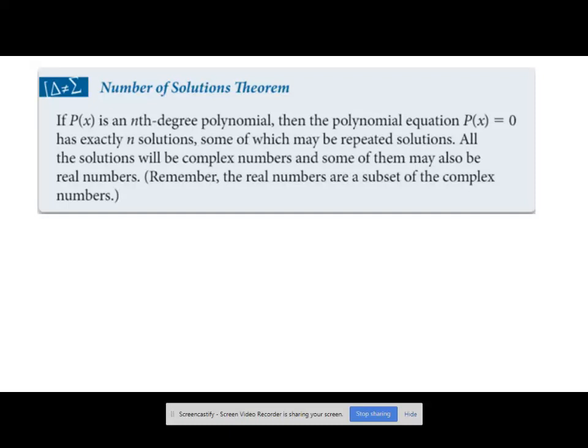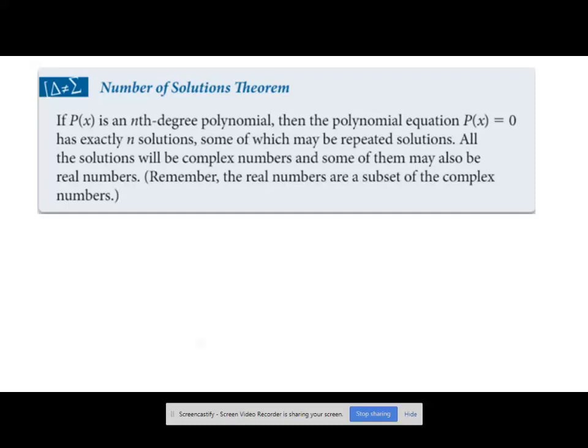So if you have a real number 2, it has 2 real parts and 0 imaginary parts. So when it says all solutions will be complex numbers, they don't mean that all of them will have an imaginary part. It just means that you can write them all as a complex number. So imaginary numbers and real numbers both work together here. It does say some of them may also be real numbers. There you go. Remember that real numbers are a subset.